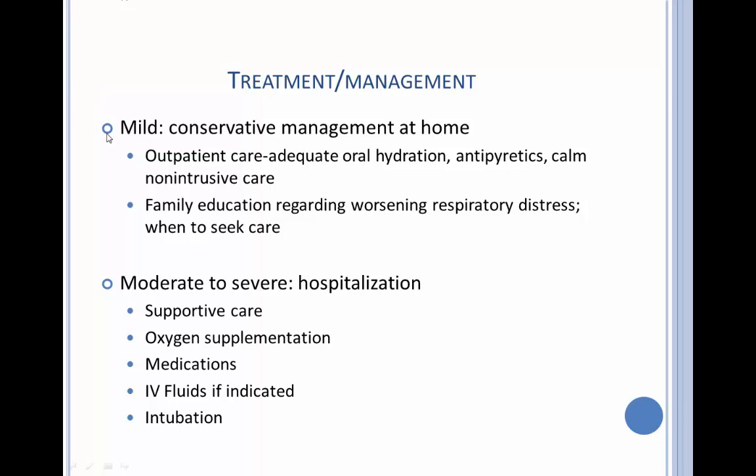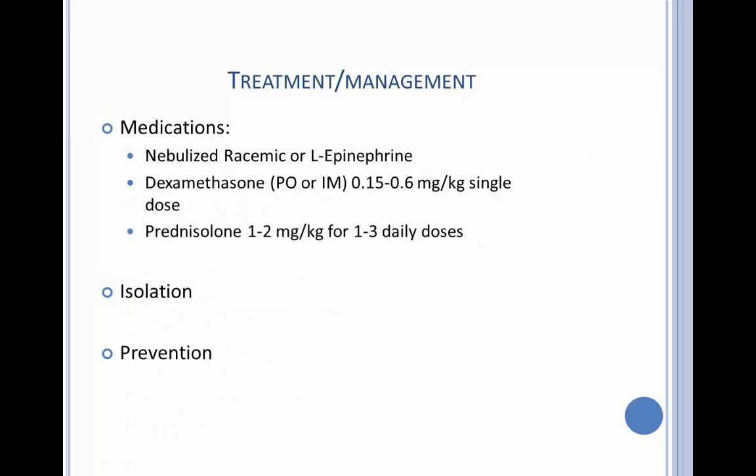If it's mild, treatment is conservative with the same fluids, antipyretics, and calm. These patients should not be agitated at all. Avoid crying. Educate the family about worsening of the symptoms. If it is moderate to severe, the patient must be hospitalized because there is high likelihood of intubation. Medications that must be used for stridor: racemic epinephrine and high-dose dexamethasone, or in addition you could use prednisolone.